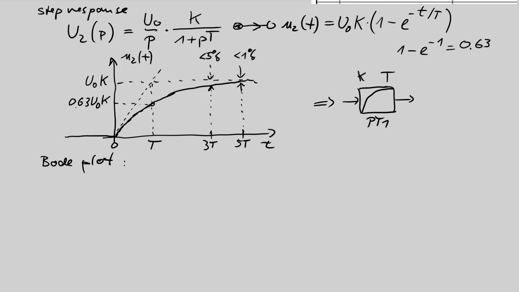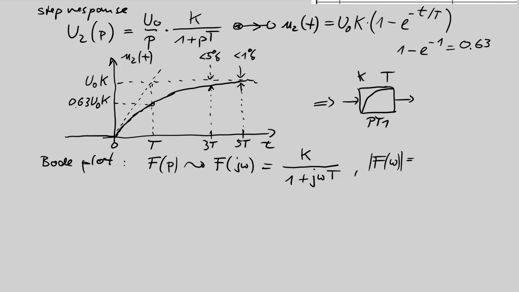The Bode plot is the drawing in logarithmic scaling of the complex frequency response. So we have to convert the transfer function into the frequency response by just replacing all p's with j omega. In our case we have only one p, so the complex frequency response is K divided by 1 plus j omega T. We need the magnitude function.